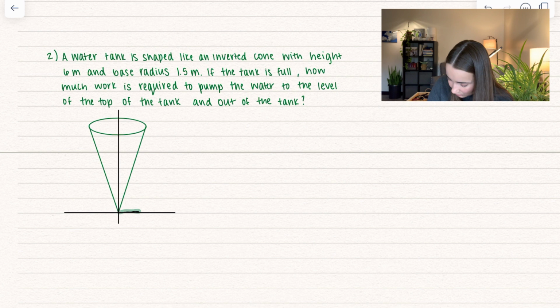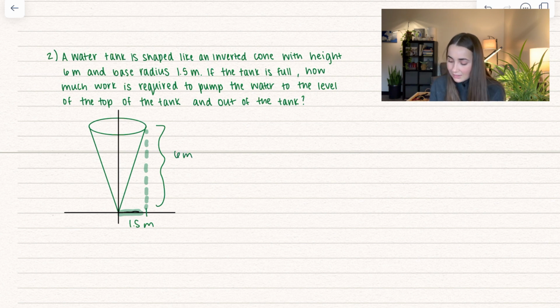So here we know that the radius, which I'll go ahead and draw up to here, is going to be 1.5 meters. So this goes out to 1.5. And we know the corresponding height of this is going to be 6 meters. So let's go ahead and talk about what y represents. Here, y represents the water level.